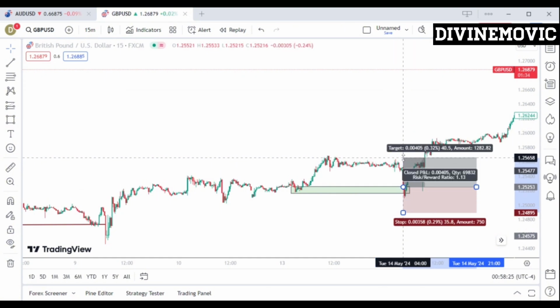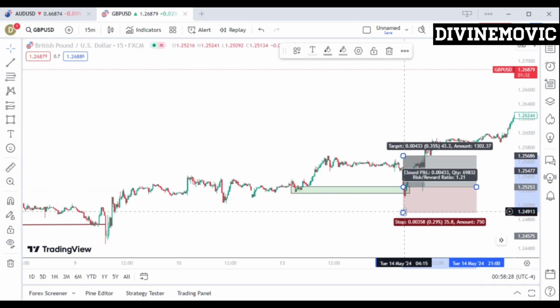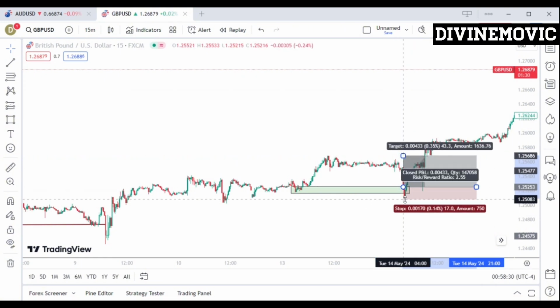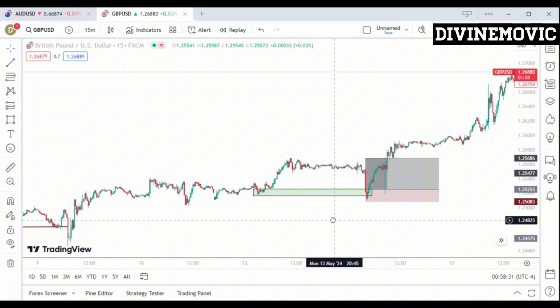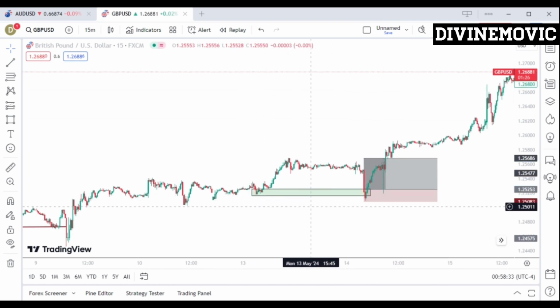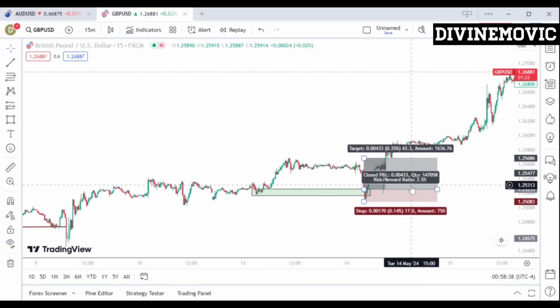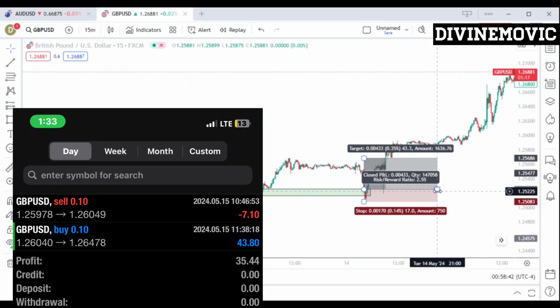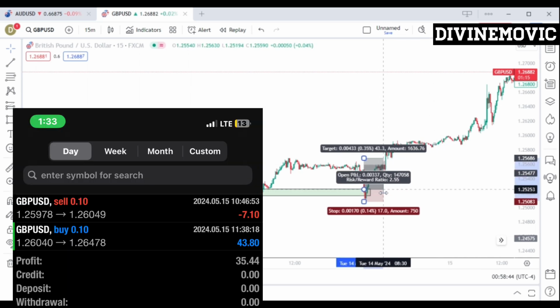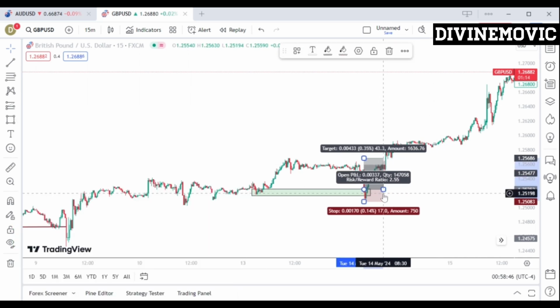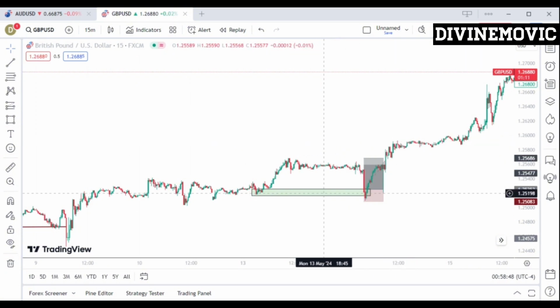Our target is this swing high here. Our stop loss is right below this point here, so our stop loss is simply below this swing here. So this was an entry I first of all took, and I made, I can't remember, okay, 43 pips from this point here. I made $43 from this point here.